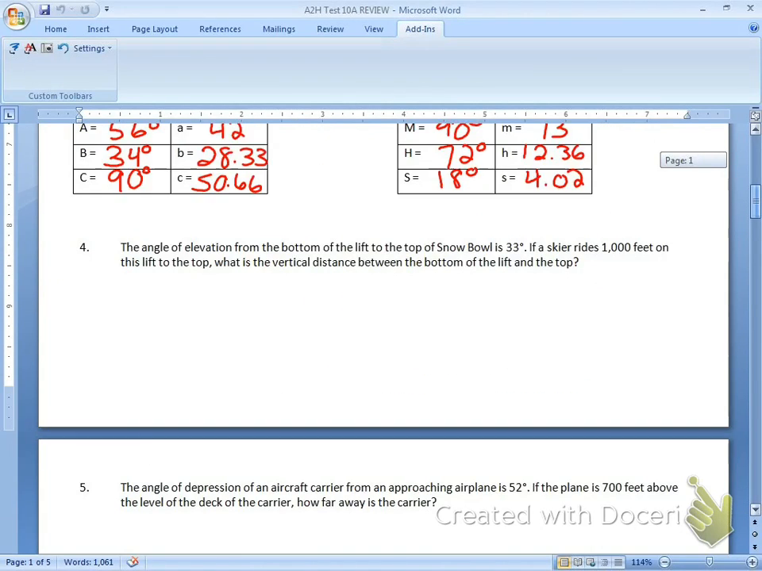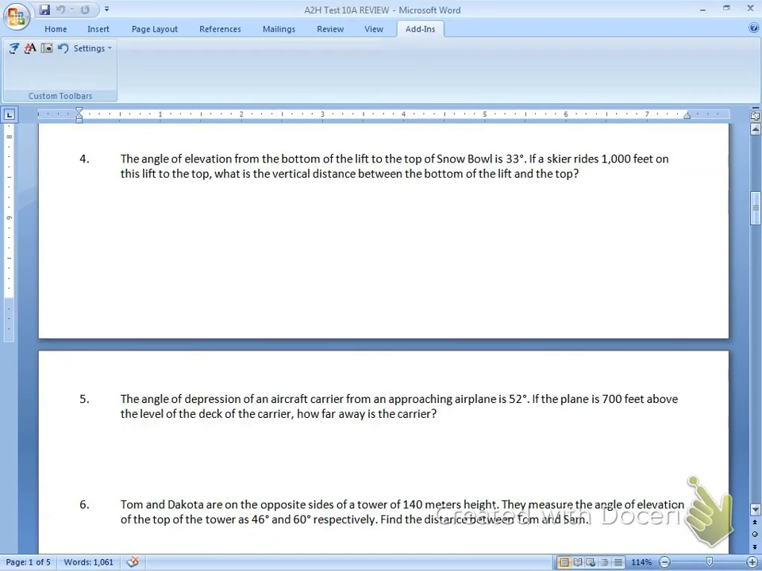Number 4. The angle of elevation from the bottom of the lift to the top of the snow bowl is 33 degrees. If a skier rides 1,000 feet on this lift to the top, what is the vertical distance between the bottom of the lift and the top?